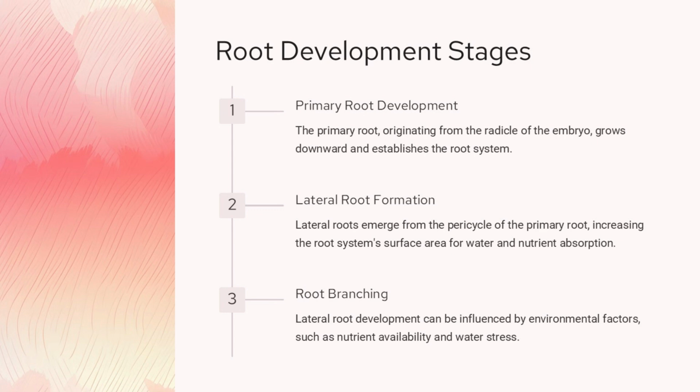The primary root, which originates from the embryo's radicle, grows downward and establishes the initial root system. Lateral roots emerge from the pericycle of the primary root, increasing the surface area of the root system for more efficient water and nutrient absorption. Lateral root development can be influenced by environmental factors like nutrient availability and water stress, allowing the plant to adapt its root system accordingly. Understanding these key stages of root development is crucial for optimizing plant growth and productivity.